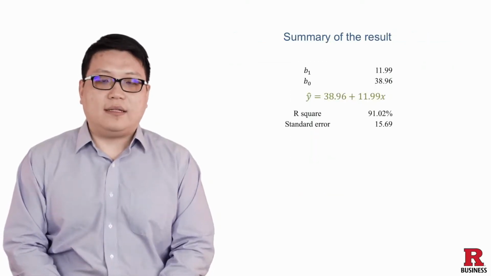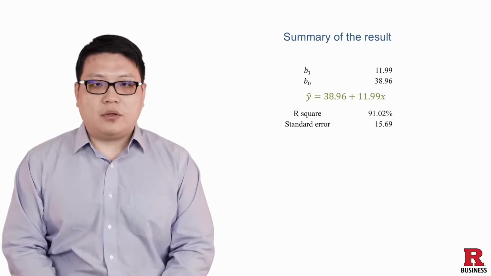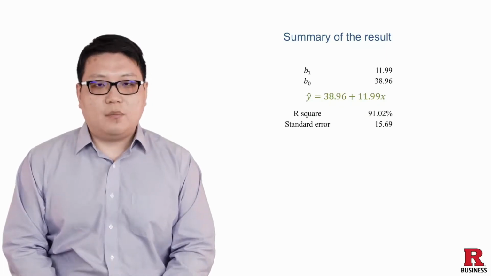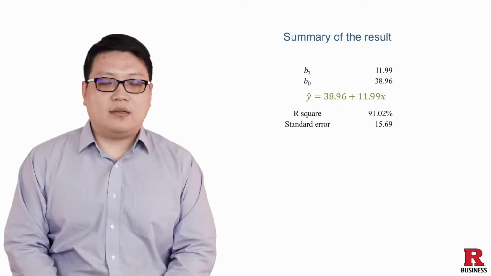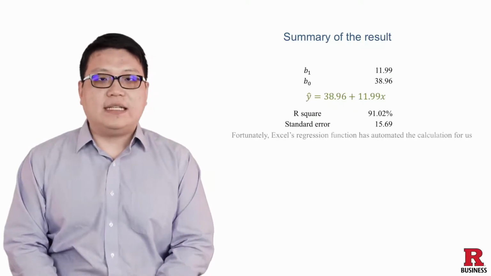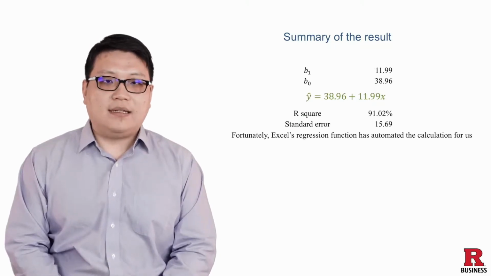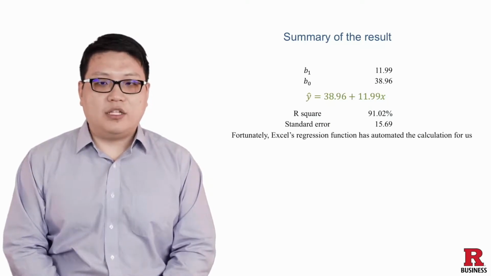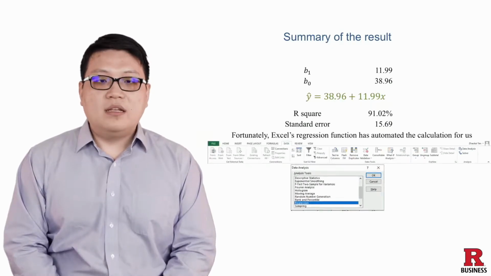To summarize what we have learned in the simple linear regression model: we have calculated B1, the slope, B0, the intercept, and we also get the regression line. We also calculated R-square and the standard error. Fortunately, today we don't need to calculate these by hand. We can easily use data analytics software that automates the calculation for us. So I'm going to introduce you to an example in Excel.